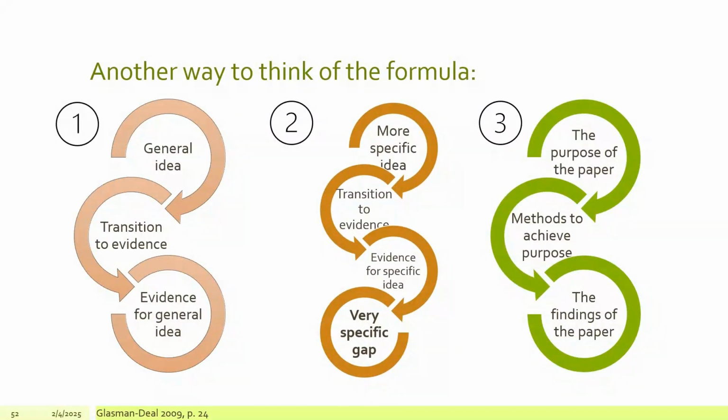Here's an overview of the formula for an introduction with a simpler way to think of it. Notice how it moves from a general idea supported by evidence in diagram number 1 to a more specific idea supported by evidence and a specific gap in diagram number 2. You begin with background factual information on the general topic, then give similar background findings on the more specific topic, and finally identify the very specific gap in the research. Diagram number 3 shows that you end your introduction by providing details of how your paper addresses the gap.